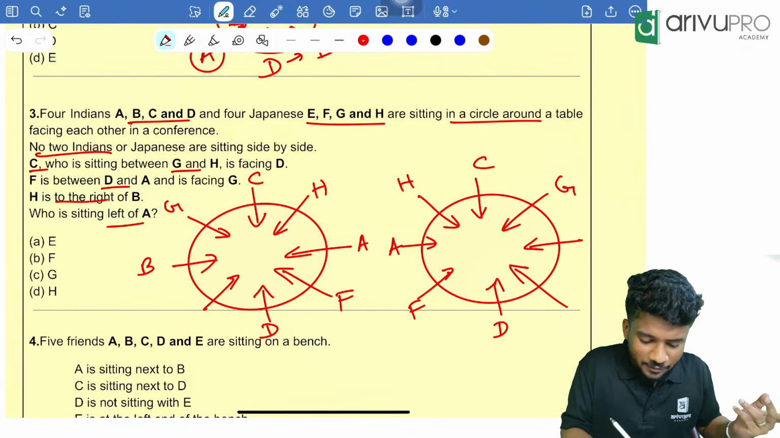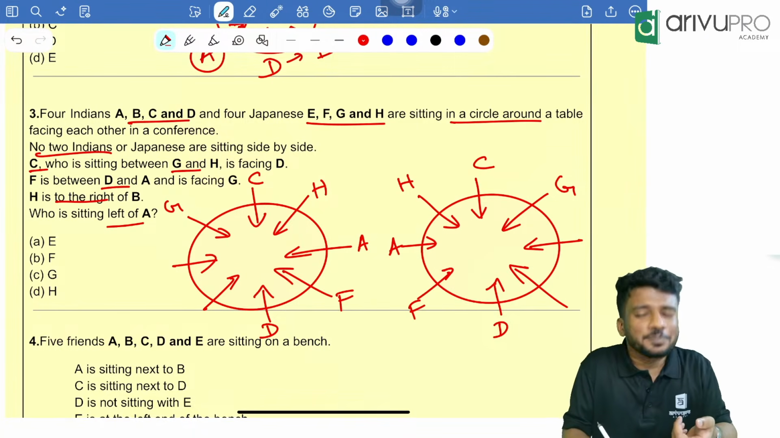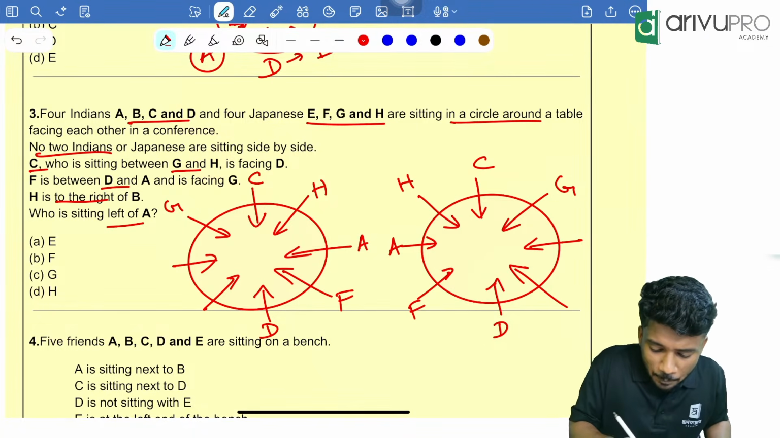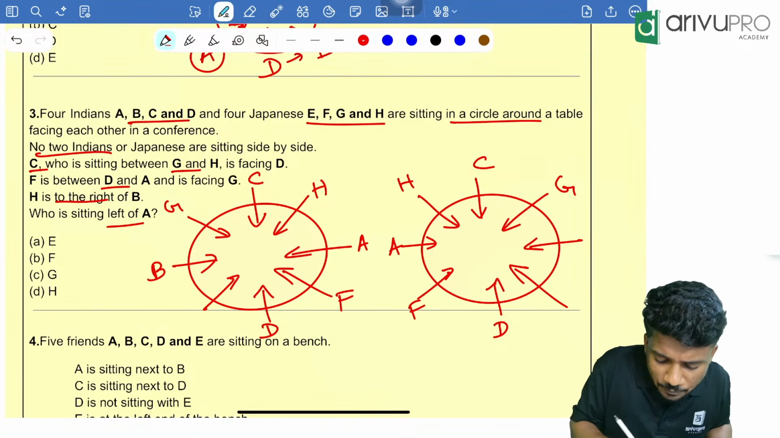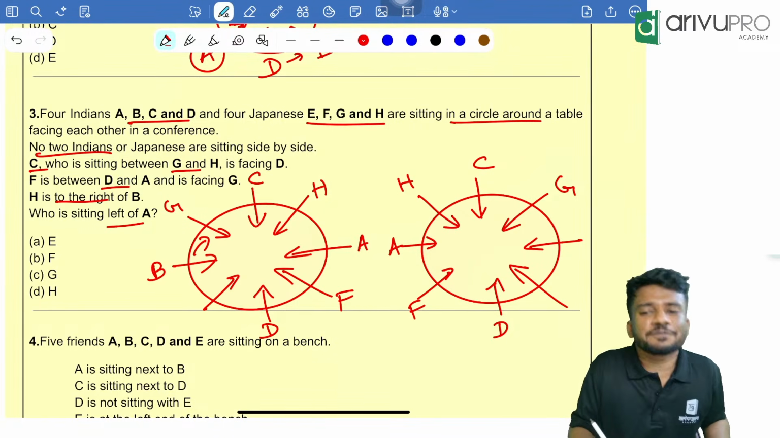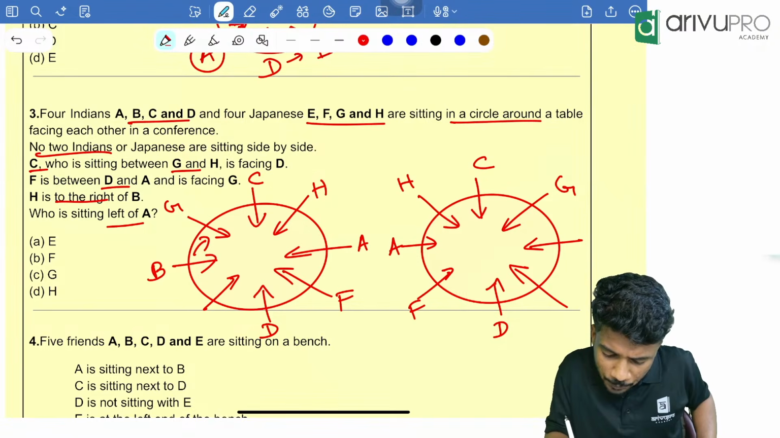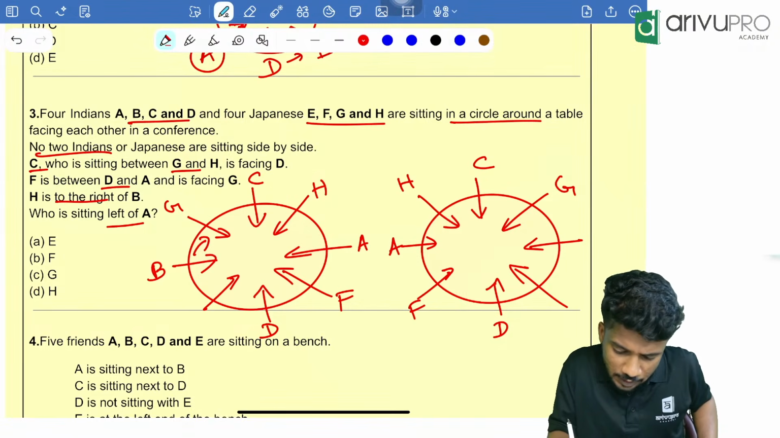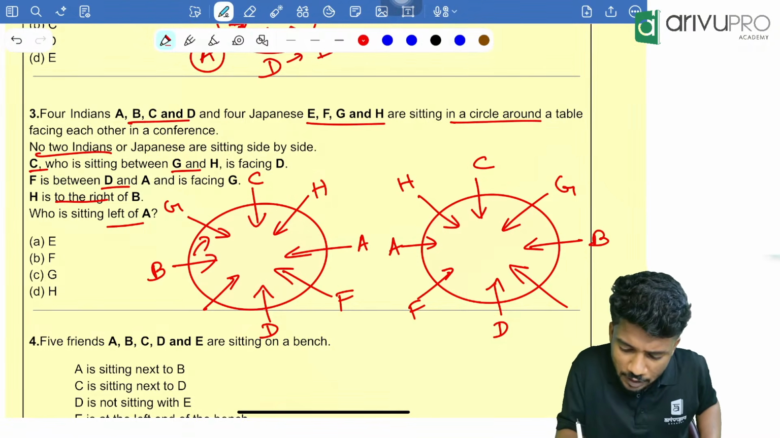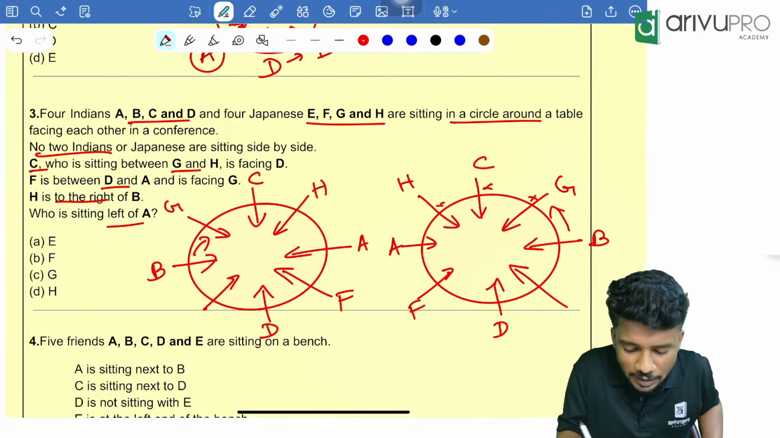H is already given, right? H is to the right of B means what? If I write B over here, H is to the left of B. That's not correct. If I write B over here, correct? Now you check, H is to the right of B. 1, 2, 3, right of B.